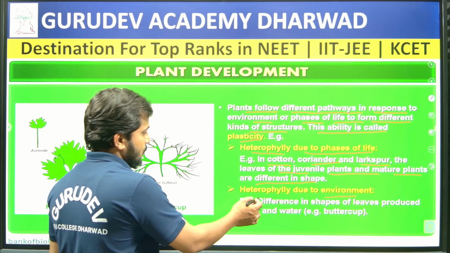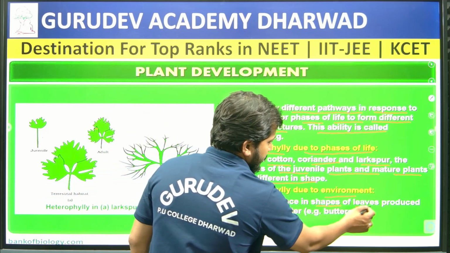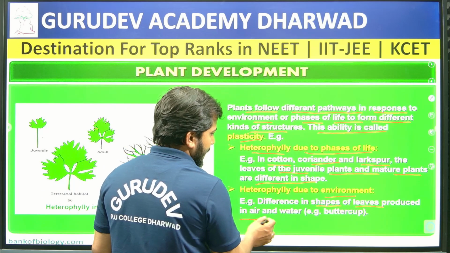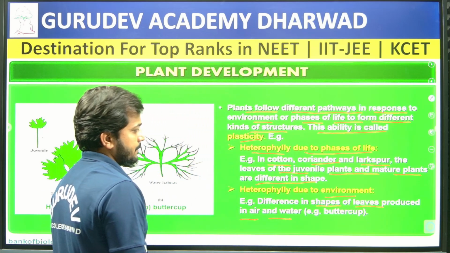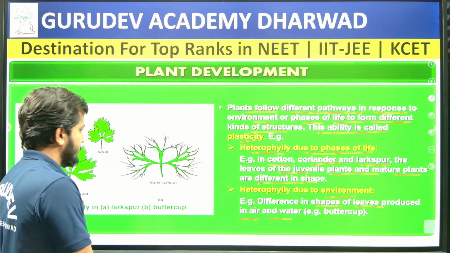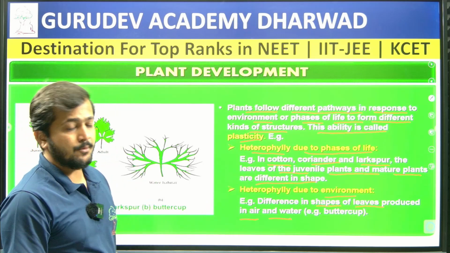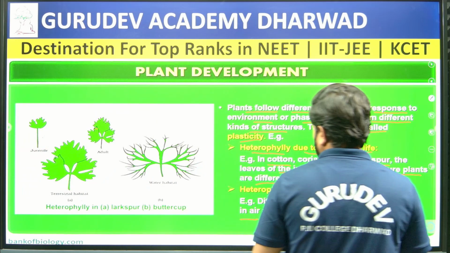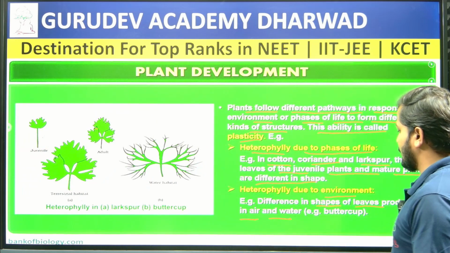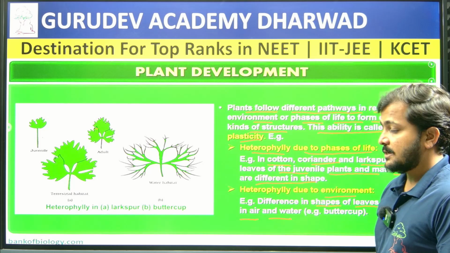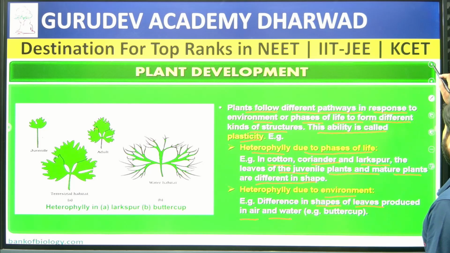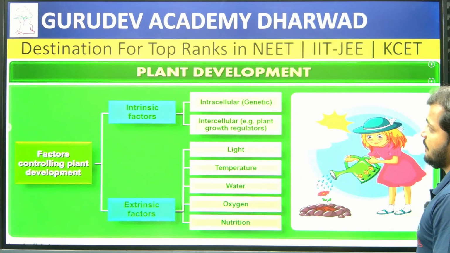So you can find a difference in the shape of the leaves produced in air and in water. An example is buttercup. Buttercup shows a different shape with respect to water, or even with respect to other environmental conditions, it is going to show different forms of growth. That itself is what we call plasticity.